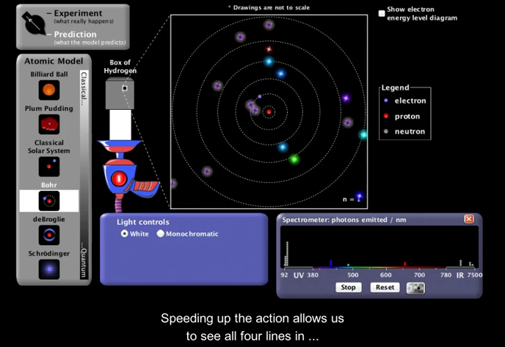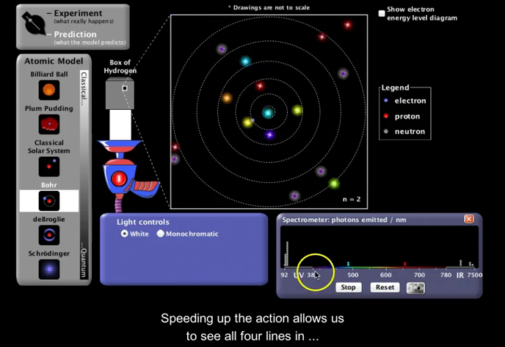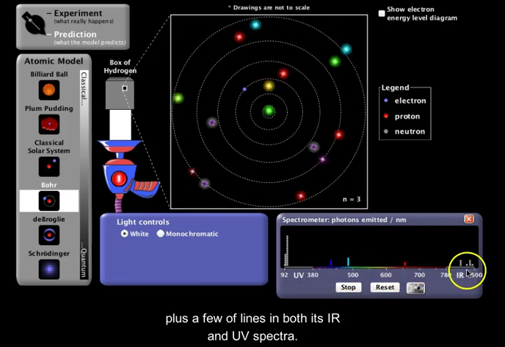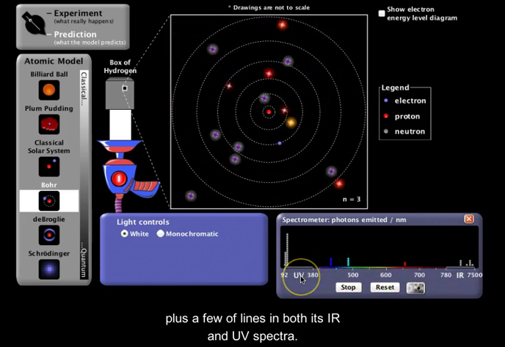Speeding up the action allows us to see all four lines in hydrogen's visible spectrum developing, plus a few lines in both its IR and UV spectra.